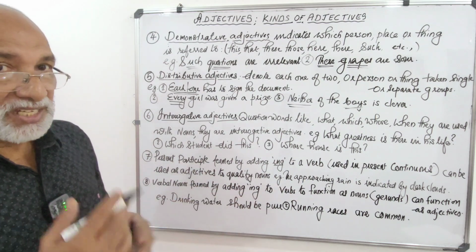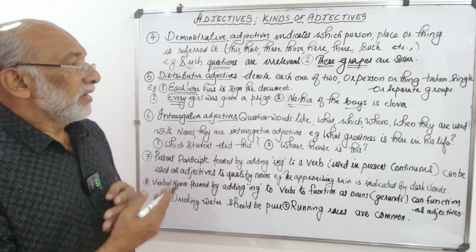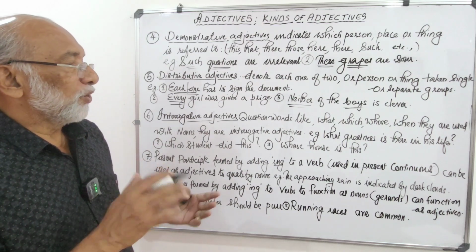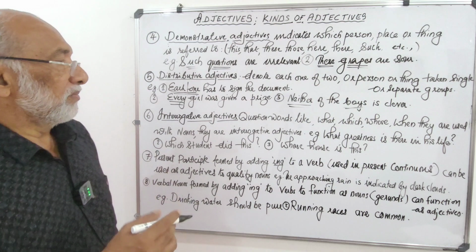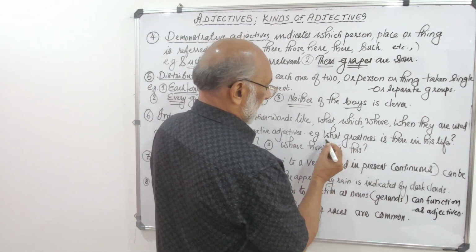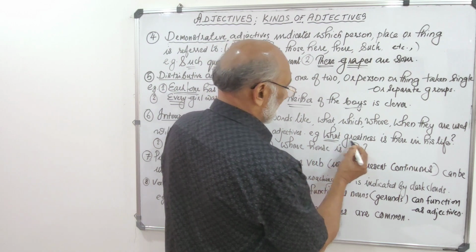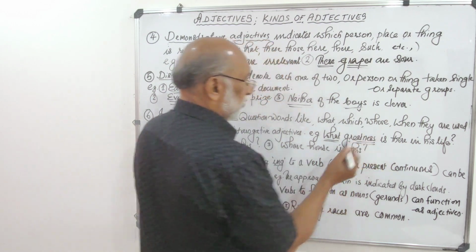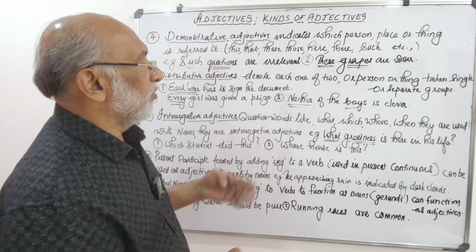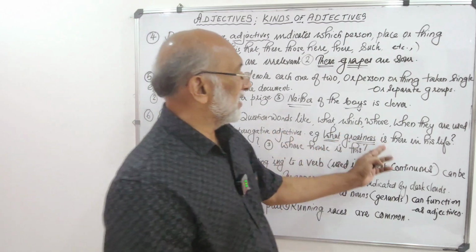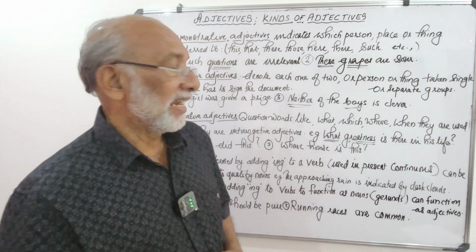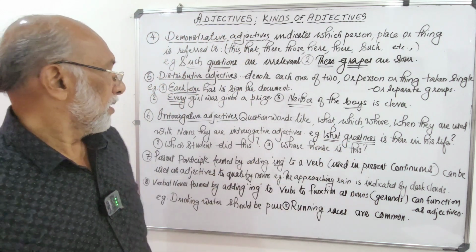For example, it's not the normal way of framing a question. They are used with a noun. For example, what greatness is there in his life? Here, what and greatness. Greatness is a noun, and what qualifies the noun greatness. What greatness is there in his life? Here, what functions like an adjective.